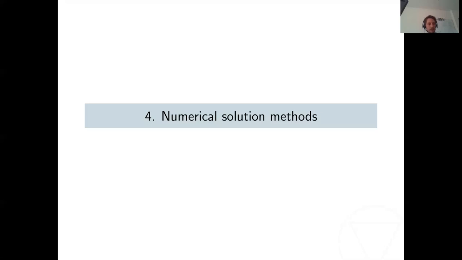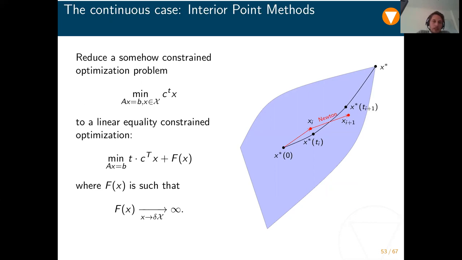Yes, let's start with the continuous case. So if I have a continuous conic program, how do I solve it? I'm not saying interior point methods are the only method. So especially when you think about SDP, there are other approaches to solving SDPs. But if I talk about conic programming in its generality, then the method of choice is most arguably an interior point method.